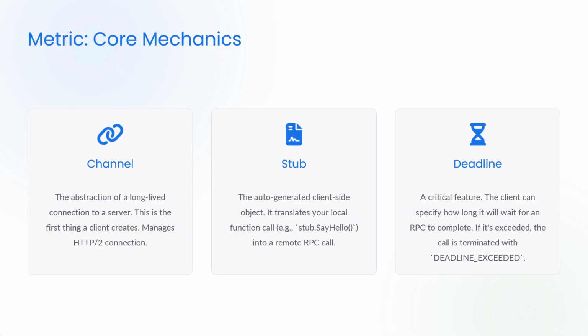There are three important runtime concepts in gRPC. First, we have a channel, which manages the HTTP2 connection between a client and a server. Next up, we have a stub, which is an auto-generated client object. It translates our local function calls into a remote RPC call. And at last, we have a deadline, which prevents long-running or stuck RPC calls. If in any case it's exceeded, the call is terminated with an exception, deadline exceeded.